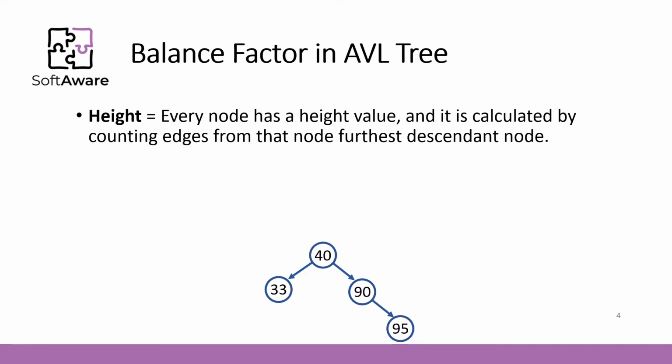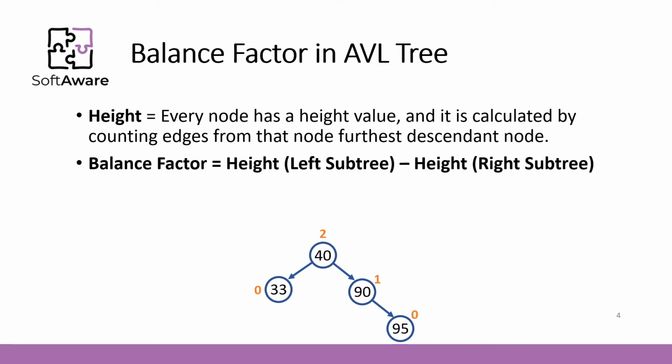As you see, key 95 has 0 height since it doesn't have any other node that it is pointing at. Same as key 33, which also has a height of 0. The node with key value 90 has a height of 1 because it has one node connected, which is 95. Node 40 has a height of 2 because its furthest descendant node is 95, and from 40 to 95 there are two edges.